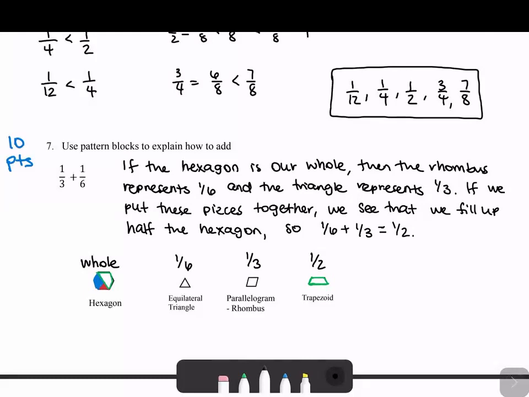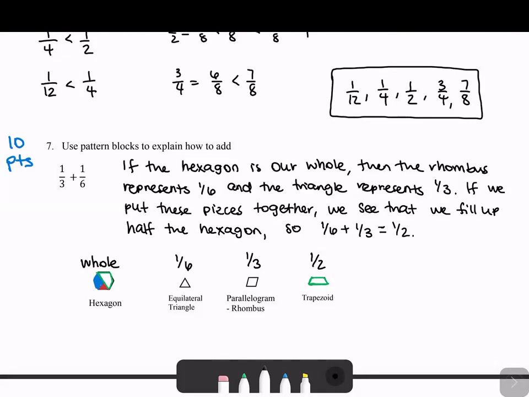And if I had more room, I know I said it audibly, but you should always say, what is your whole? Oh, I did write it down there. If the hexagon is our whole, that's the first step, is always to say what your whole is, then to say with the other pieces, what shapes represent the fractions that you care about.